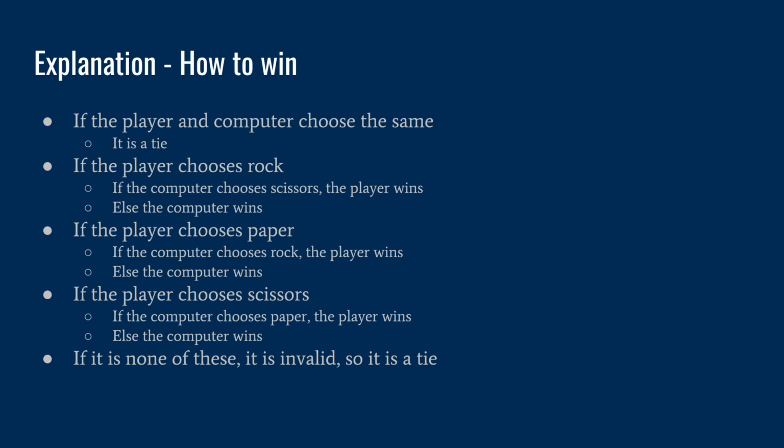As a short explanation of how to win, if the player and computer choose the same, it's a tie. If the player chooses rock and the computer chooses scissors, then the player wins, or else the computer wins. If the player chooses paper and the computer chooses rock, then the player wins, or else the computer wins. If the player chooses scissors and the computer chooses paper, then the player wins, or else the computer wins. And if it's none of these, then it's invalid. For example, if the player did a typo, then it becomes a tie.